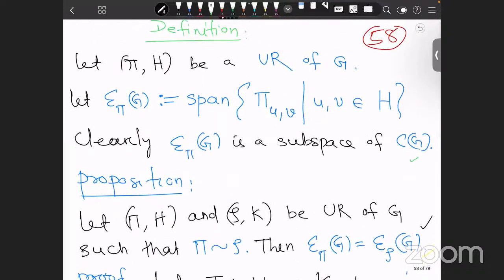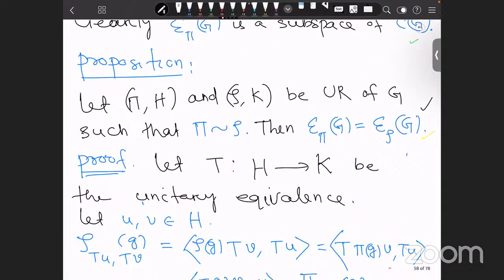Now, definition. Let (pi, H) be a unitary representation of G. Let E(pi, G) be the span of the matrix coefficients pi_{u,v}, where u, v belong to H. So E(pi, G) is nothing but the span of the matrix coefficients of pi. Clearly, E(pi, G) is a subspace of C^G.